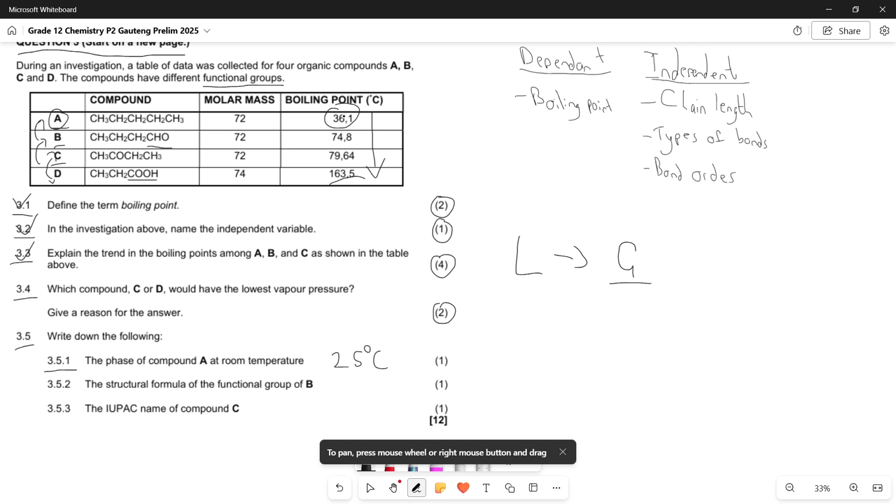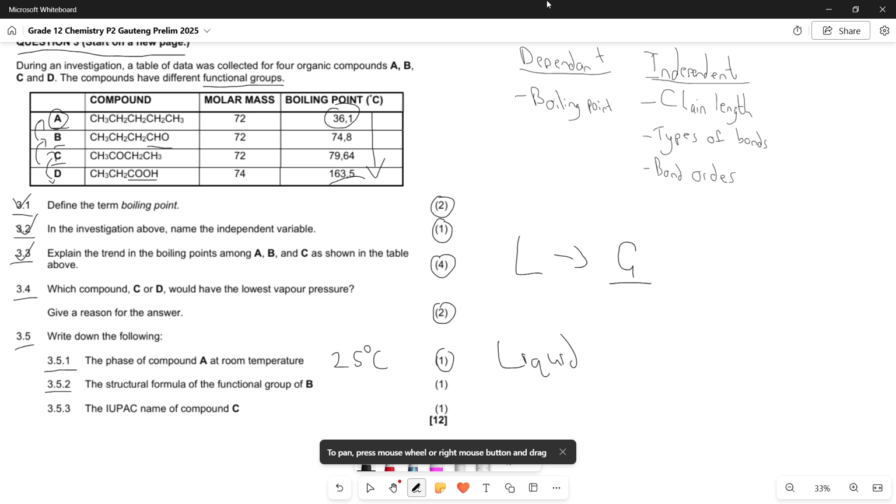They haven't spoken about melting point over here, which means that the phase of compound A at room temperature is a liquid, just because it is below 36.1, which means it is not a gas yet. Only if it were above 36.1 would it be a gas, but room temperature implies 25 degrees Celsius. So that just earned us 1 mark over there.